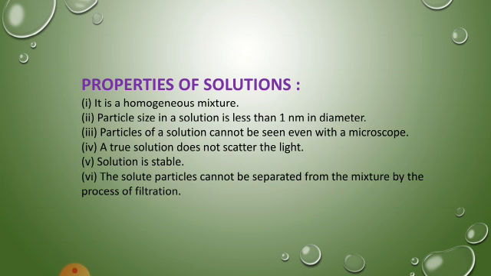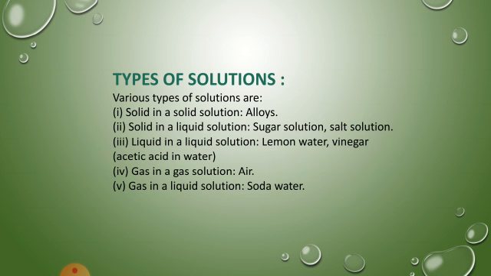Then properties of a solution. It is a homogeneous mixture. Particle size in a solution is less than 1 nanometer in diameter. Particles of a solution cannot be seen even with a microscope. A true solution does not scatter light. Solution is stable. The solute particles cannot be separated from the mixture by the process of filtration. So these are the properties of a solution. All are able to understand? Okay, now move on to the next one.